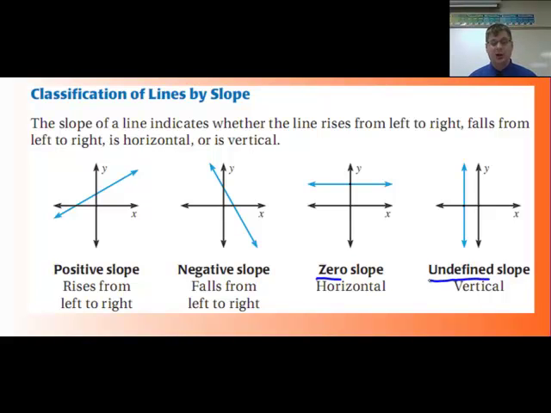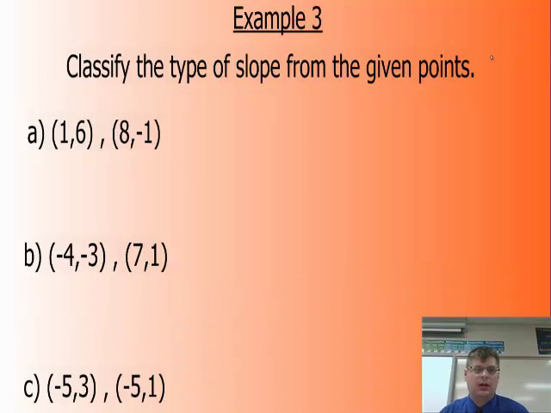Those are two that can easily be mistaken one for the other. So remember which one's zero, which one's undefined. Think about walking. You can walk along the ground, but you can't walk up a wall, because that would just be silly. Okay, let's go ahead and classify the type of slope from given points.